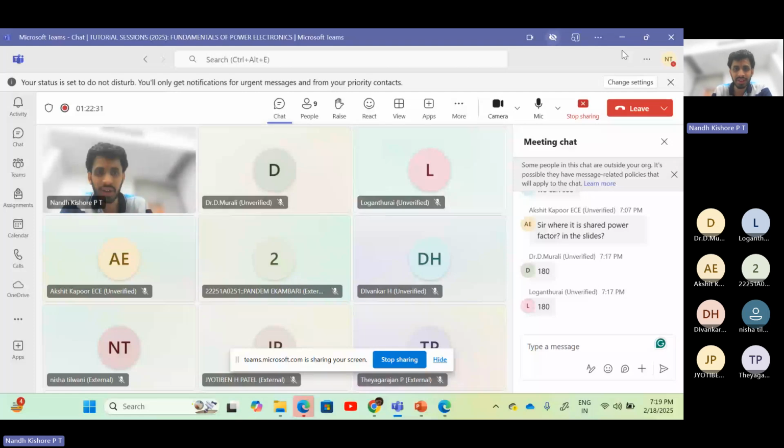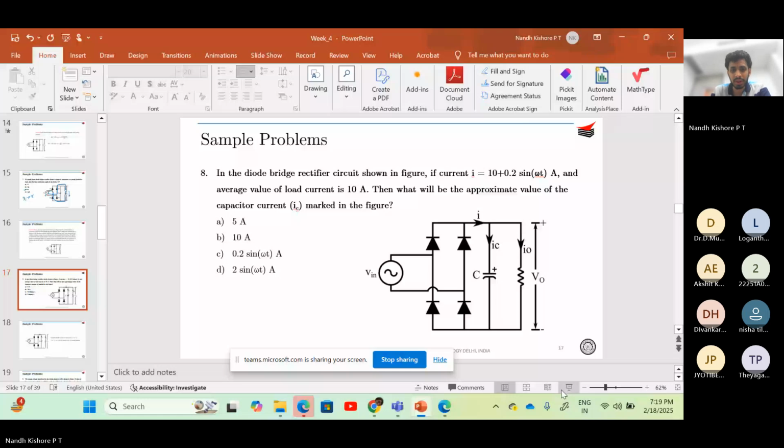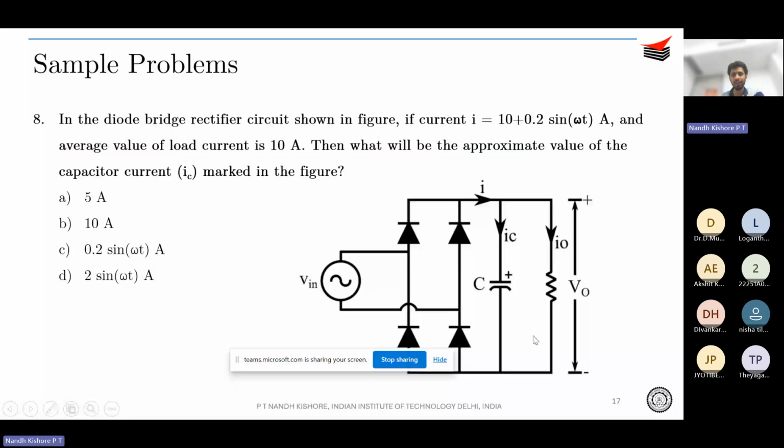So anyone for this answer? Very simple question. In this circuit, what is IC? Your I is given, your average value of load current I naught is also given. So what is IC? IC is equal to I minus I naught. So 10.2 sine omega t minus 10, it will just be 0.2 sine omega t, right?